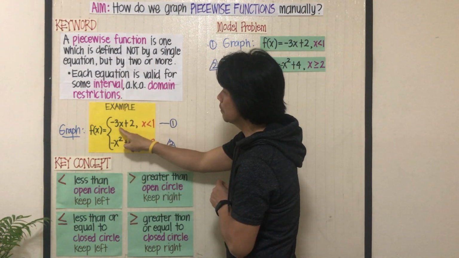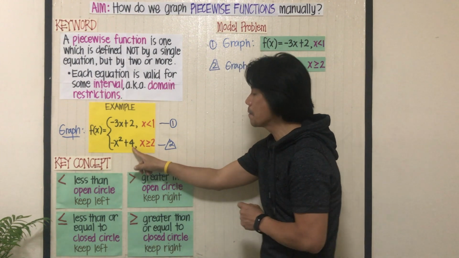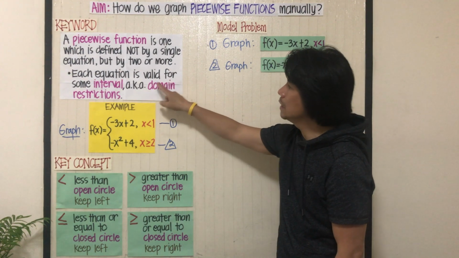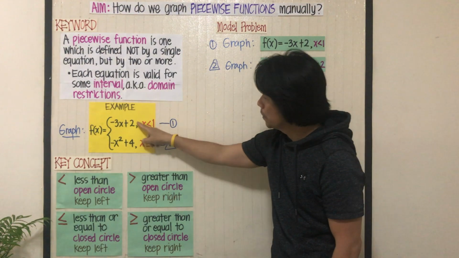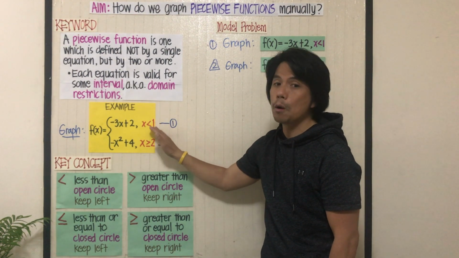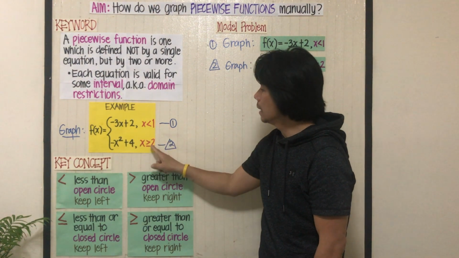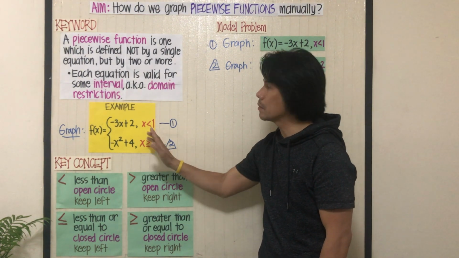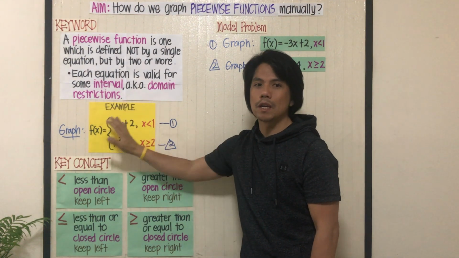The first one is negative 3x plus 2. The second piece is negative x squared plus 4. Now, there's a note here. It says each equation is valid for some interval, also known as domain restriction. If you notice here, this x less than 1 is the domain restriction of the first equation, and x greater than or equal to is the domain restriction, or the interval, of the second piece of the piecewise function.